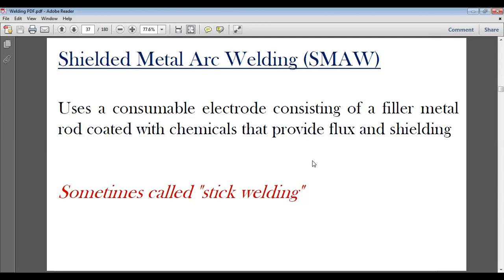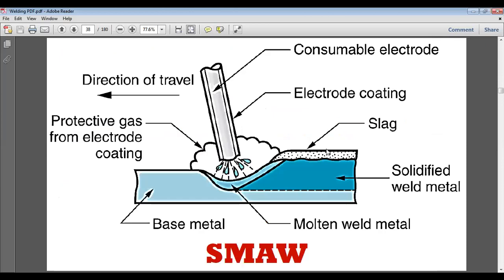So this is called shielded metal arc welding, also called stick welding. It uses a consumable electrode consisting of a filler metal rod coated with chemicals that provide flux and shielding. So this is shielded metal arc welding, which uses a consumable electrode as well as providing shield to the molten pool. This is the figure of SMAW, shielded metal arc welding.